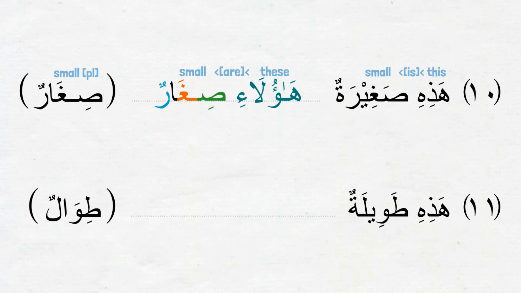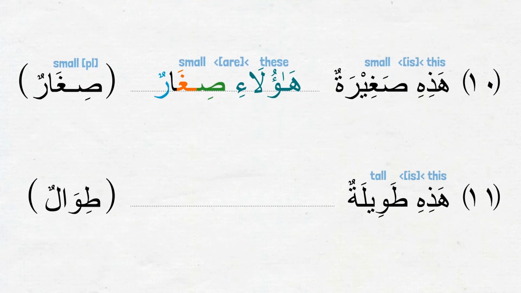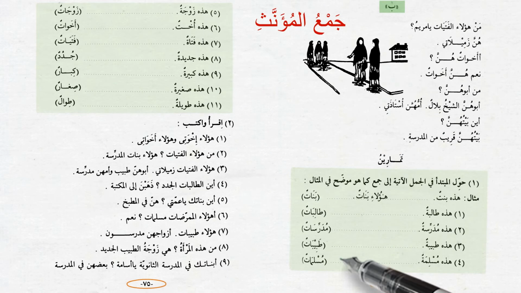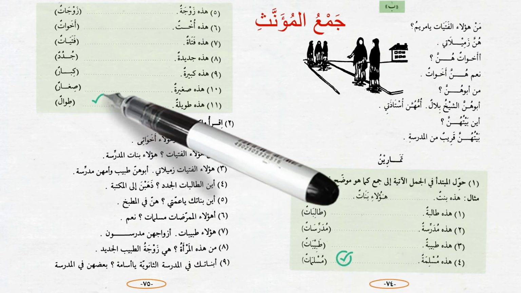And the final sentence of the exercise is هذه طويلة. This is tall. The plural of both طويل and طويلة is طوال. So the plural sentence هؤلاء طوال can be used for both mudhakkar and muannath. هؤلاء طوال means these are tall. That's it. We can mark this exercise as complete.